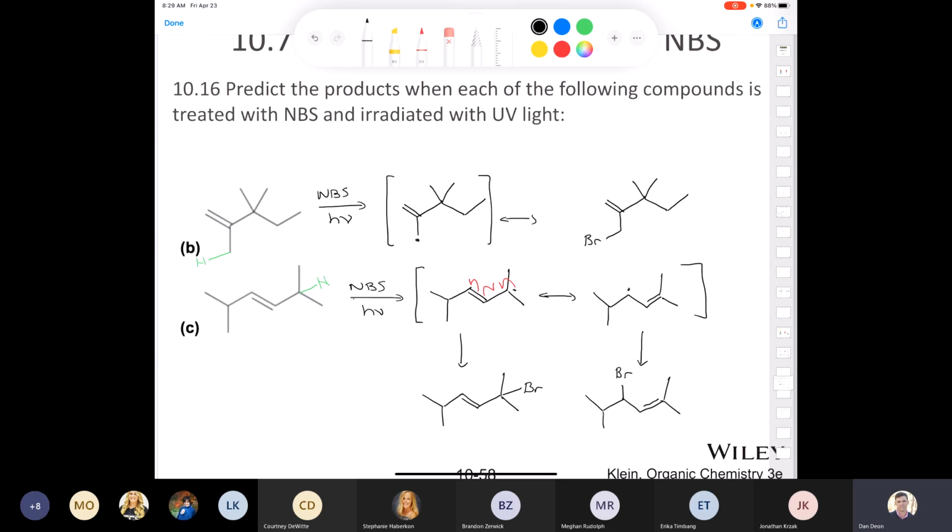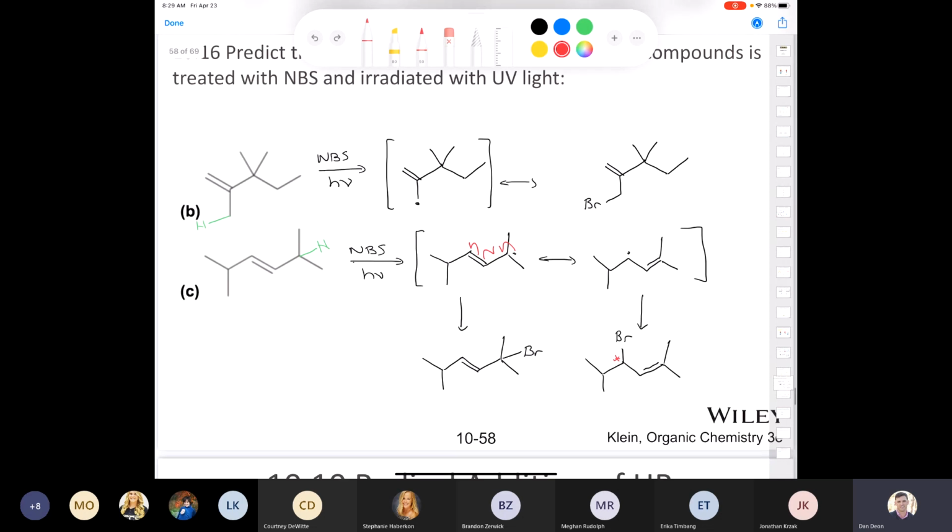Okay. But the thing is that this one here has a chiral center. Right? There's no chiral center in this one. That's not a chiral center. But this is a chiral center, the one that I have the red star by. And so this is going to give you a pair of enantiomers.